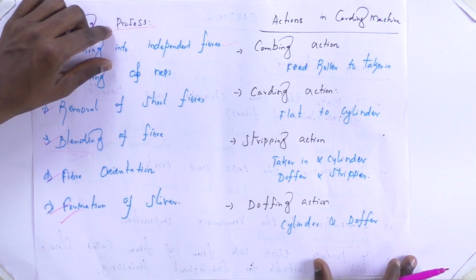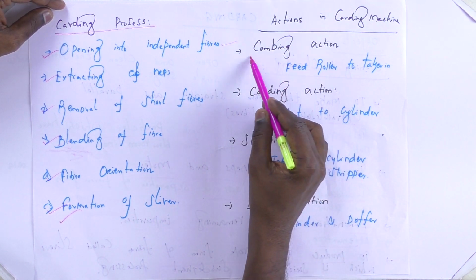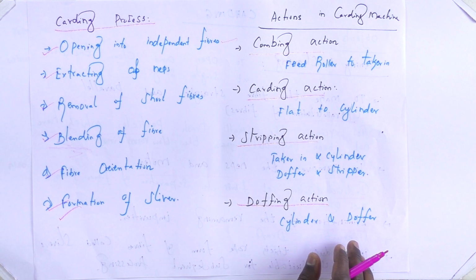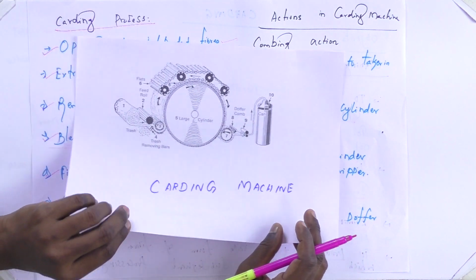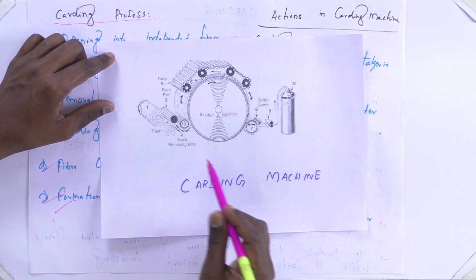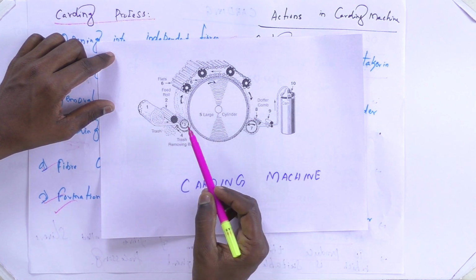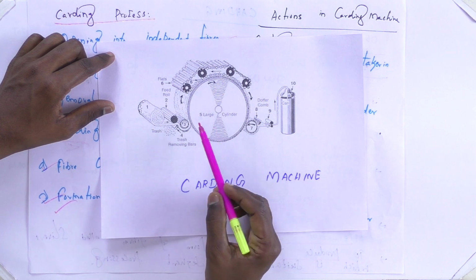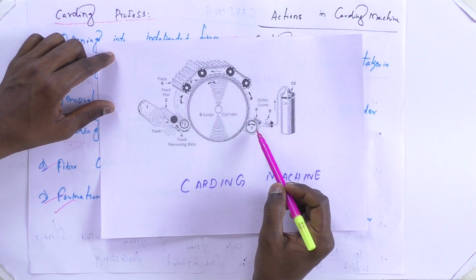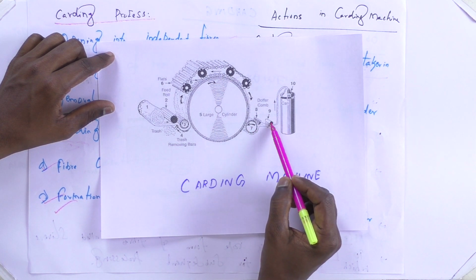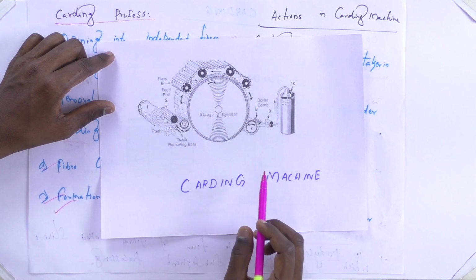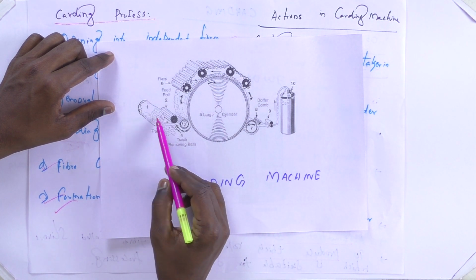Action of carding machine. There are 3 actions that take place in the carding machine. Before that, we can discuss the carding diagram. This is the conventional carding machine. This is the blow room lap. This is the feed roller, licker-in, cylinder, doffer, doffing unit, and output can. This is the flat.